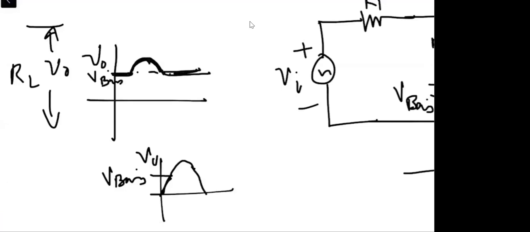So you can see the output will be something like this, which we have shown here. And again, when the negative half cycle comes, the diode will remain a closed switch. And when it remains a closed switch, this means the output will be held at a value equal to V bias.